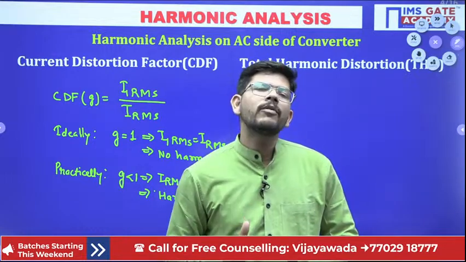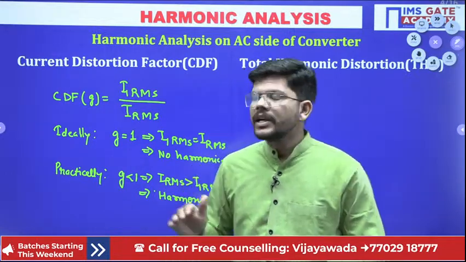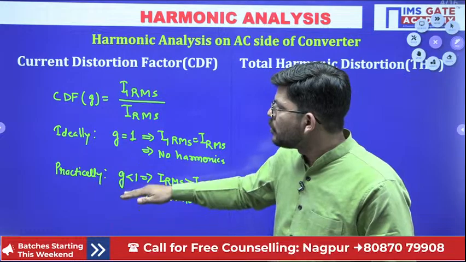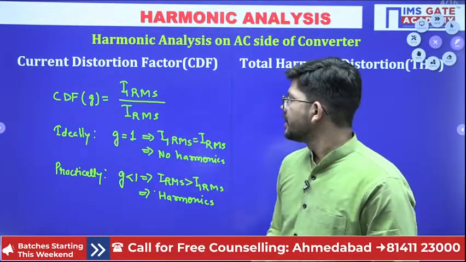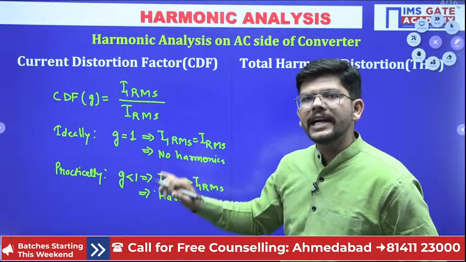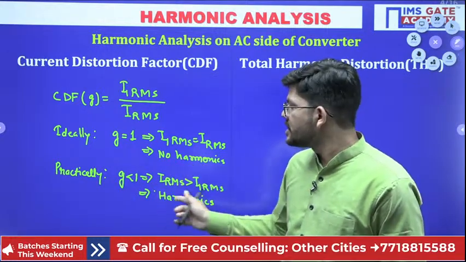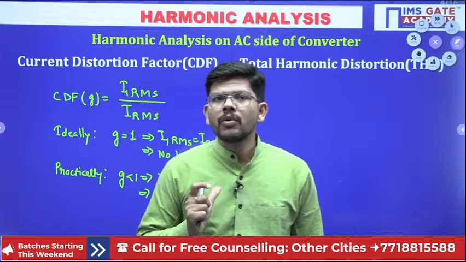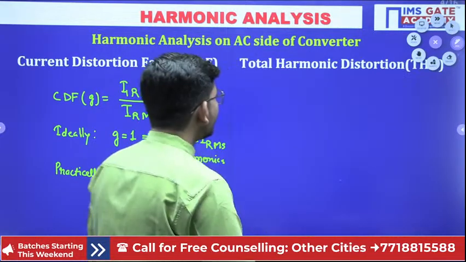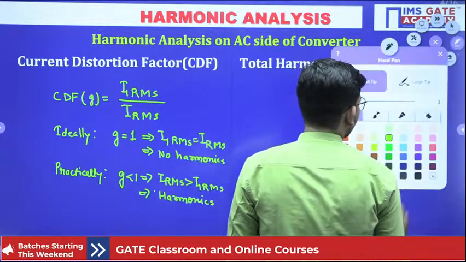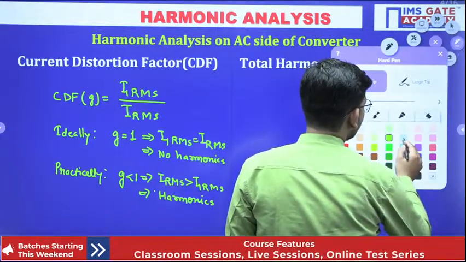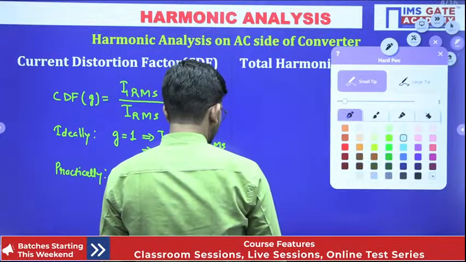So if the waveform is required to be a perfect sine wave, the value of G should approach unity as close as possible. There should be no harmonics in that case, but if the harmonics are there, the G value will never be equal to 1. Now we may define another factor as well, which is known as the current distortion factor. So what do we mean by this current distortion factor?